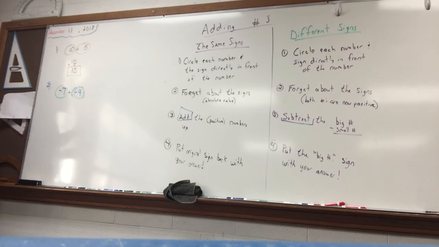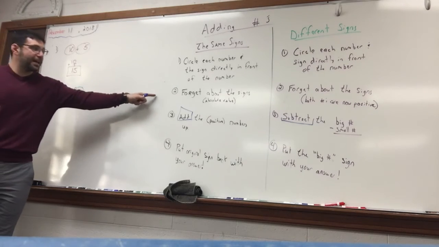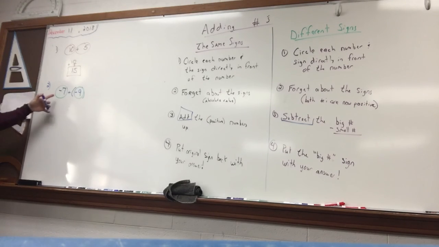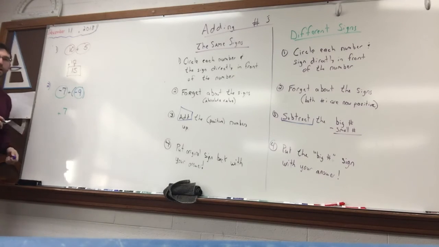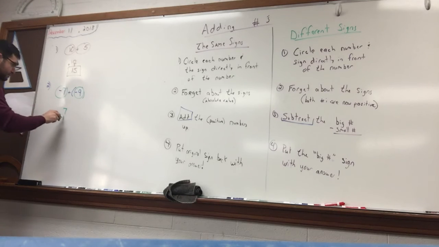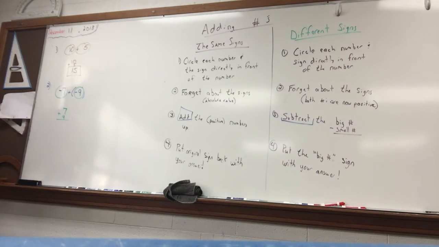Are my signs the same? They're both what? Negative. They're both negative. Okay, well, if they're both negative, we forget about the signs. Forget about them. So if I forget about this sign, what's my number? 7. If I forget about this sign, what is it? 9. So now I'm adding.